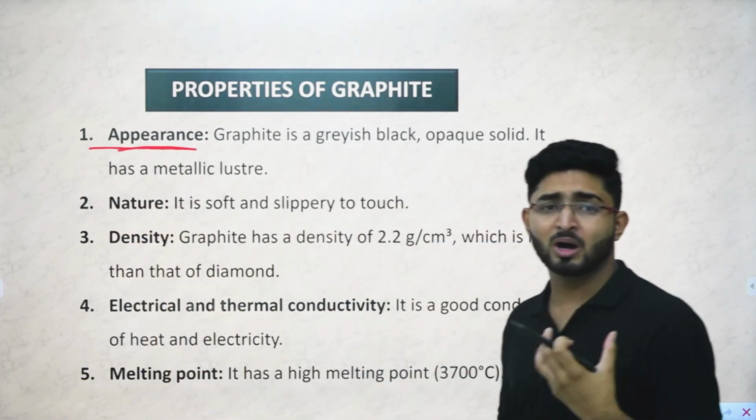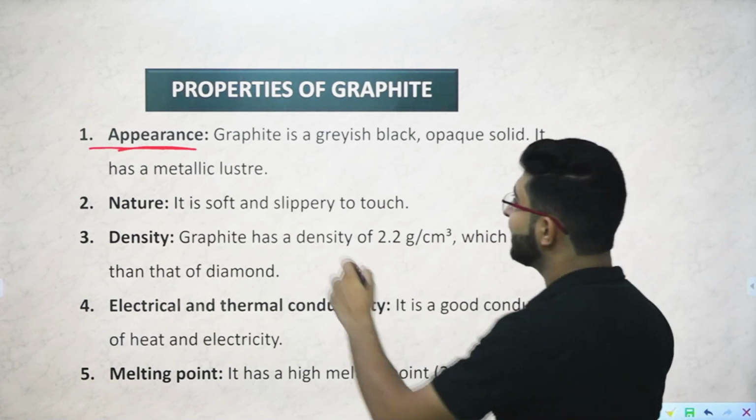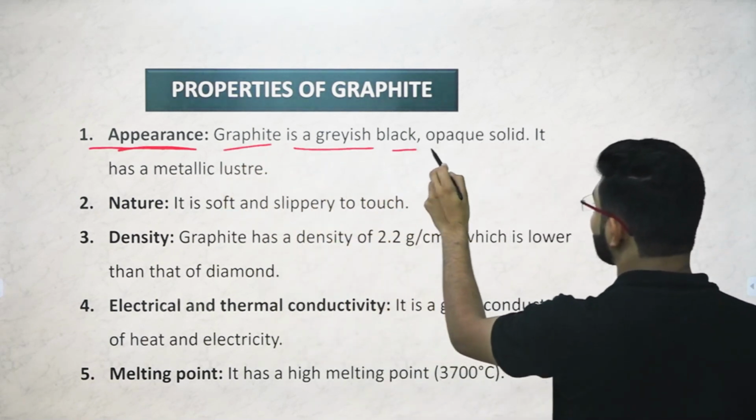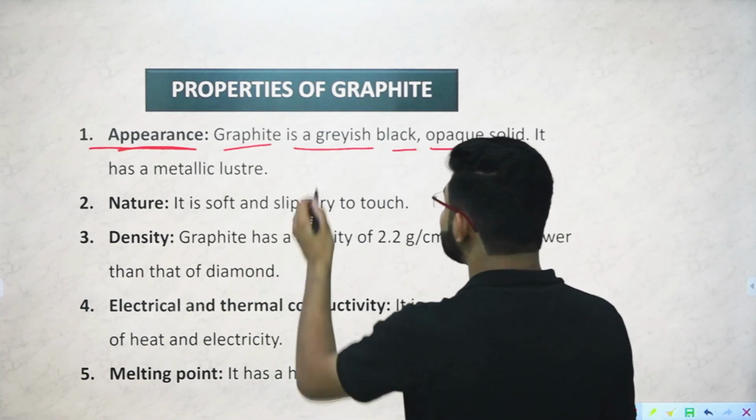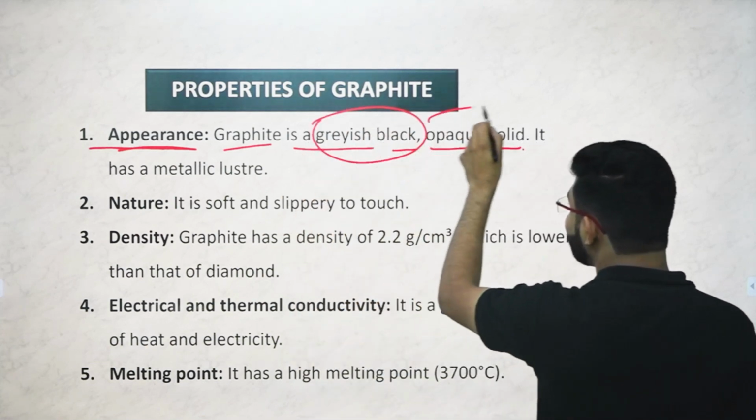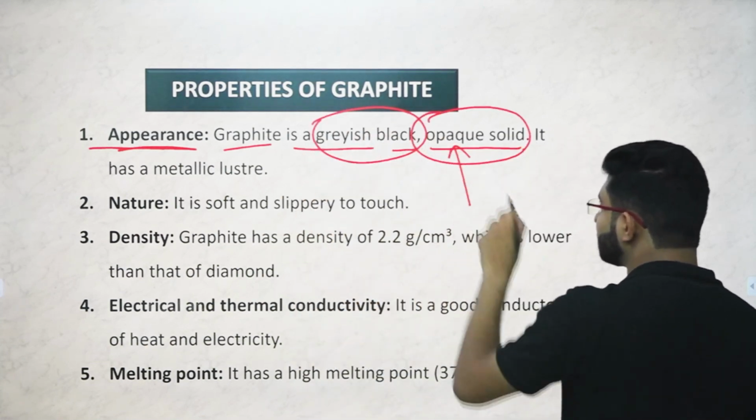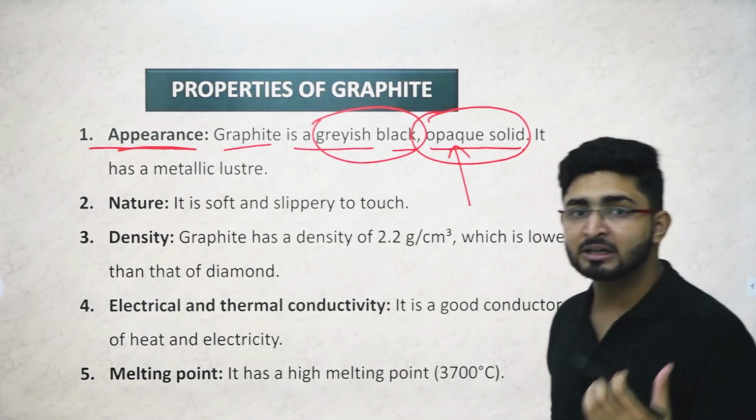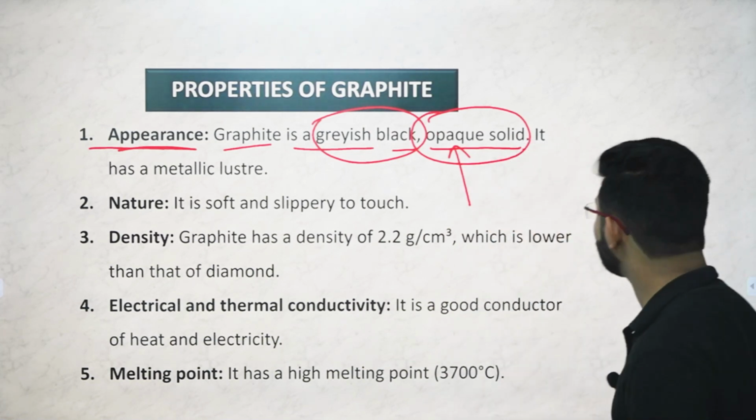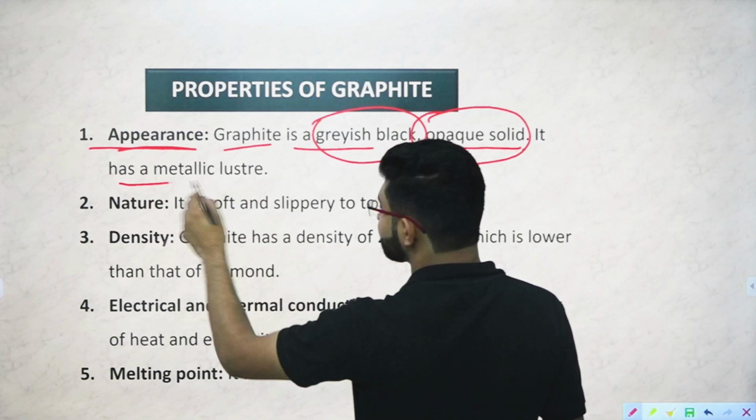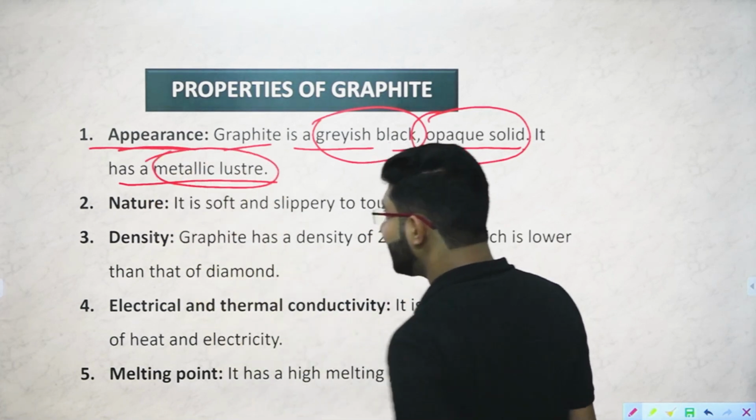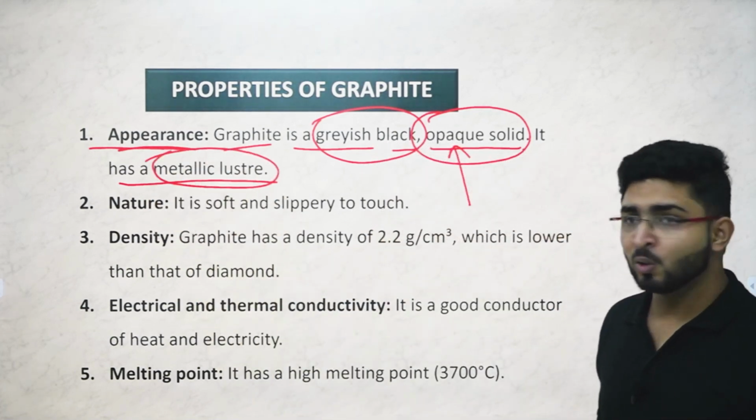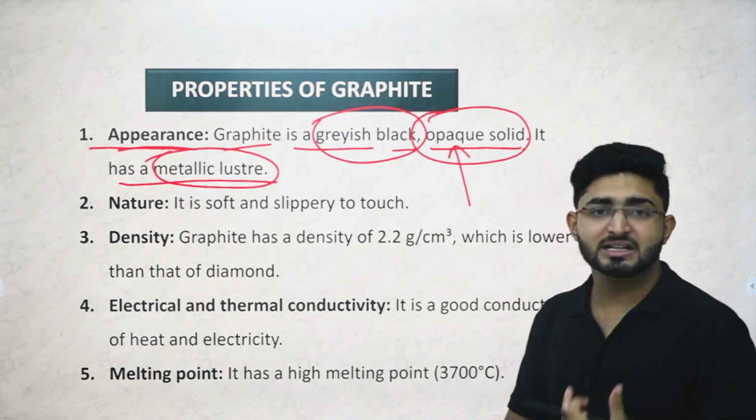So how does graphite look? Okay, graphite is a grayish black opaque solid. We have studied this, that it's a grayish black opaque solid. What does the word opaque mean? It means that it cannot pass light through it. Okay, it has a metallic luster, it has also a metallic shine, and that's why we can say that it shines.